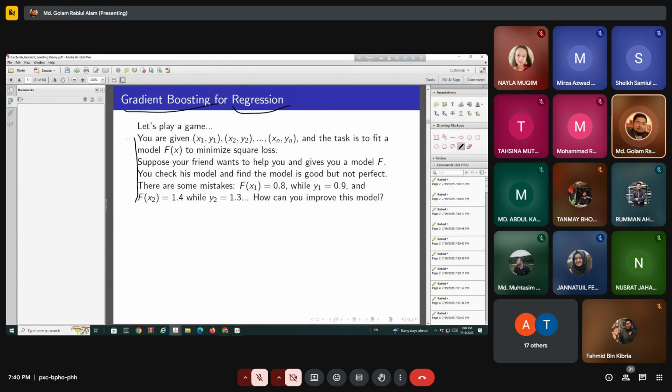Let's say we have a data set. In the data set, we have x1 and y1. This is our feature vector and y1 is the value. Similarly, for instance number 2, this is our feature vector and this is our target value. Similarly, maybe we have a total of n instances, so this is the feature vector and yn is our value.